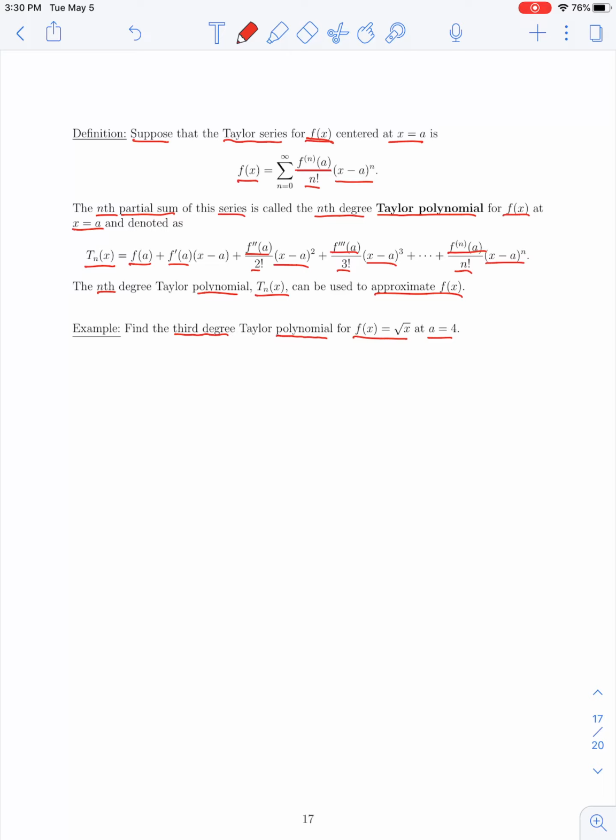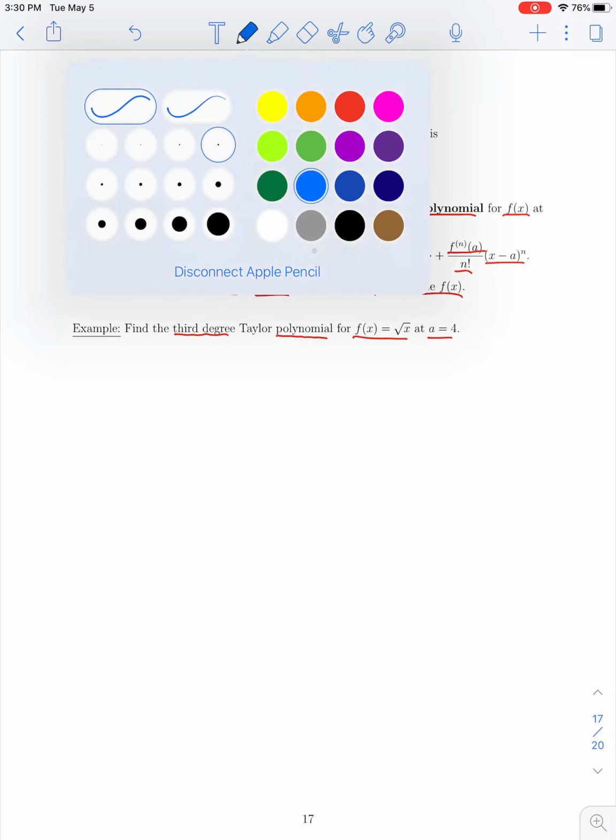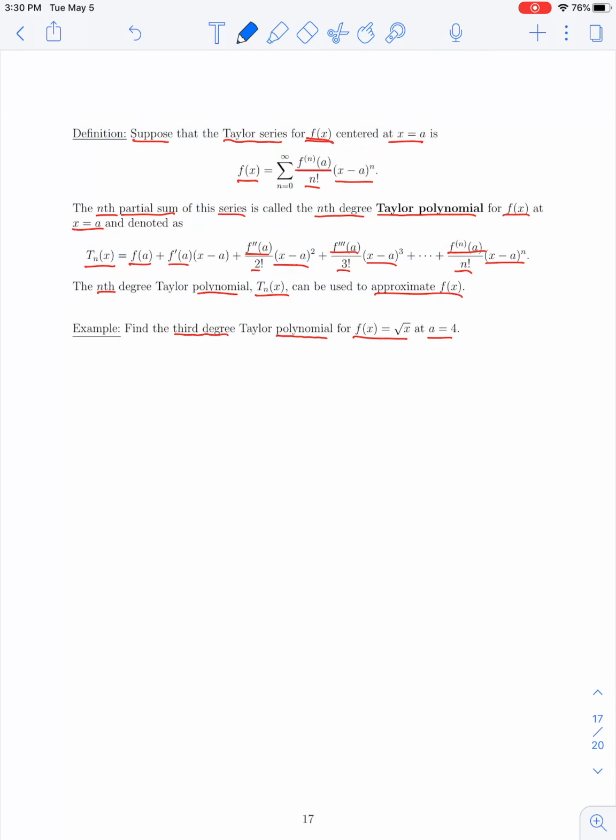If I want a third degree Taylor polynomial approximation, let's think about how many derivatives I'll need to find here. In general, for the nth degree Taylor polynomial, we take the sum of all these terms up through the nth derivative of my function. So when we're asking for a third degree Taylor polynomial, I need the first 3 derivatives of this function.